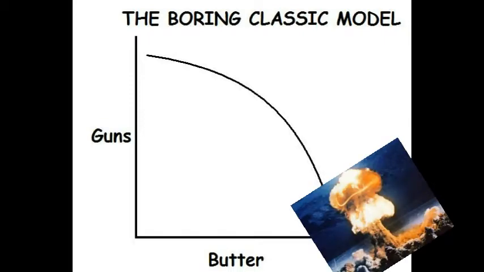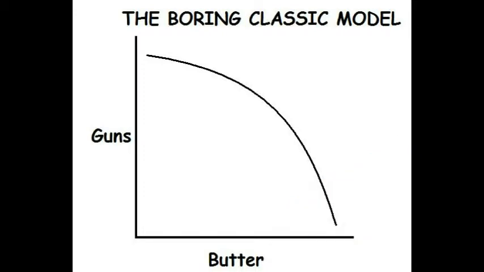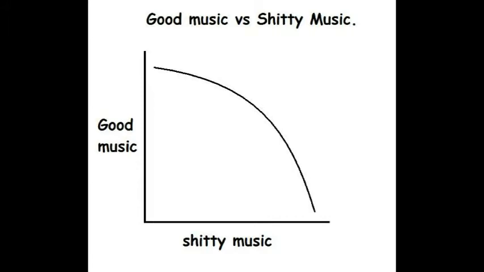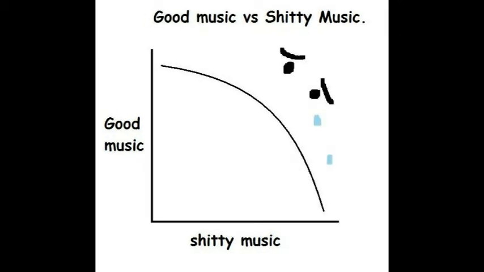Now that you're practically an expert on PPC charts, we're going to show you some real-life examples. In this example, we have super cool top hats versus mustaches. Obviously, you're going to want to be buying more top hats, so you kind of lose on mustaches there. In this example, we have good music versus shitty music. The more shitty music you buy, the less good music you can buy. See, even the chart looks sad.